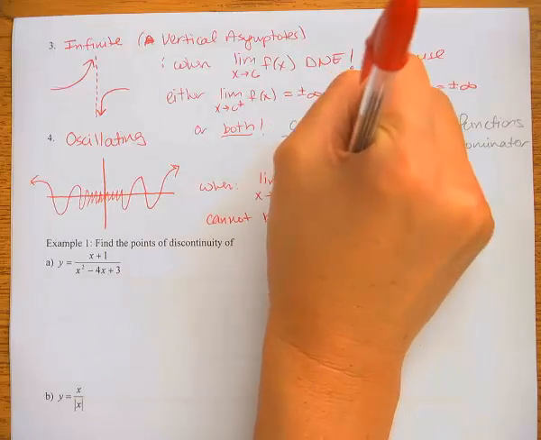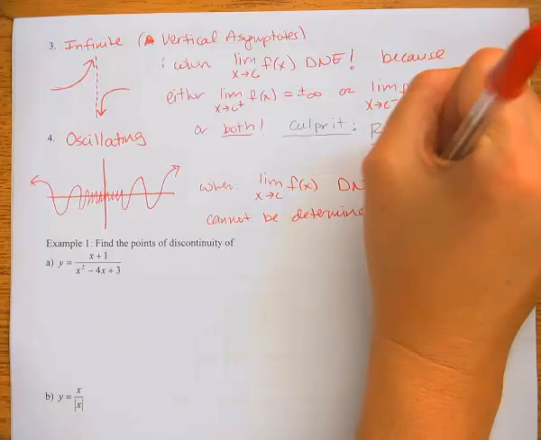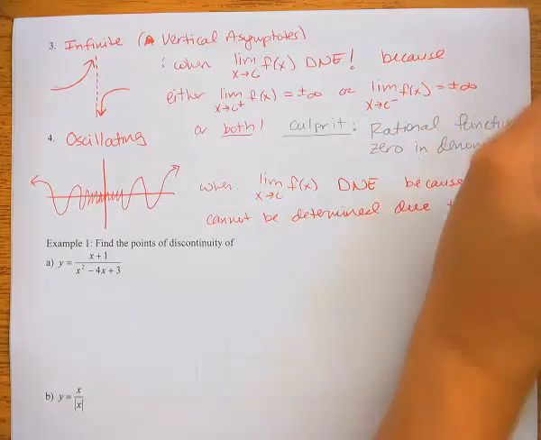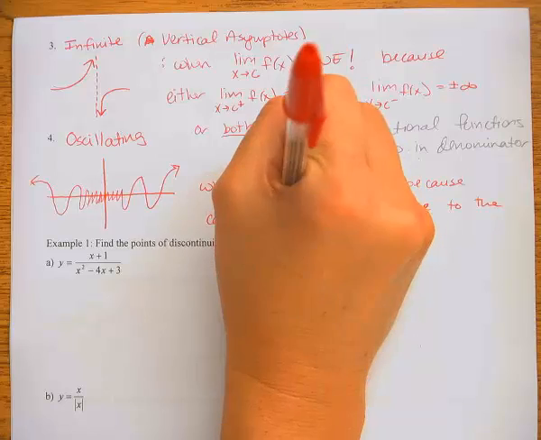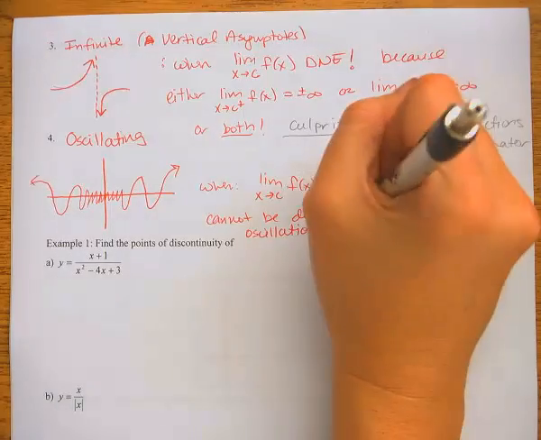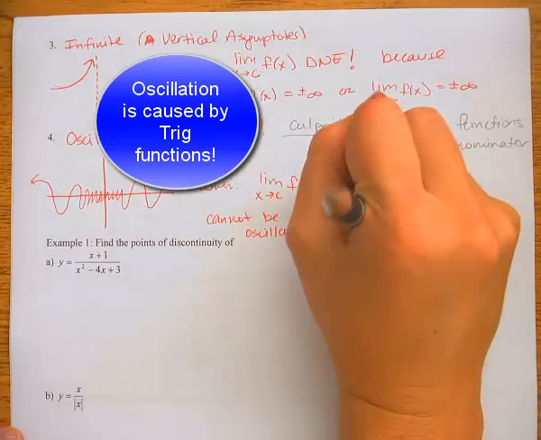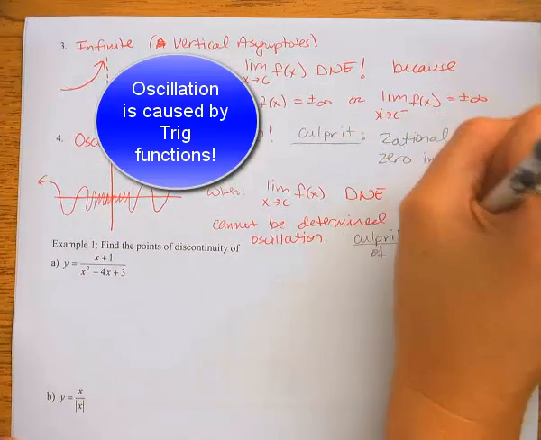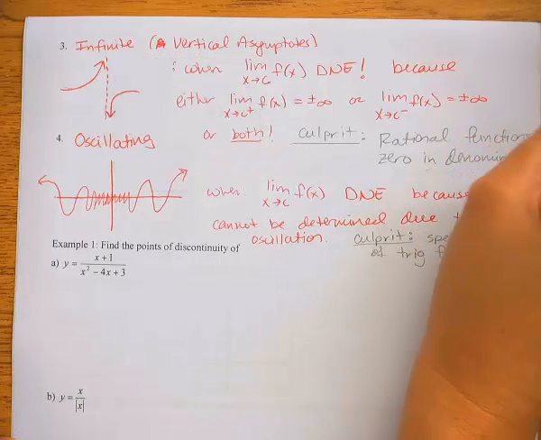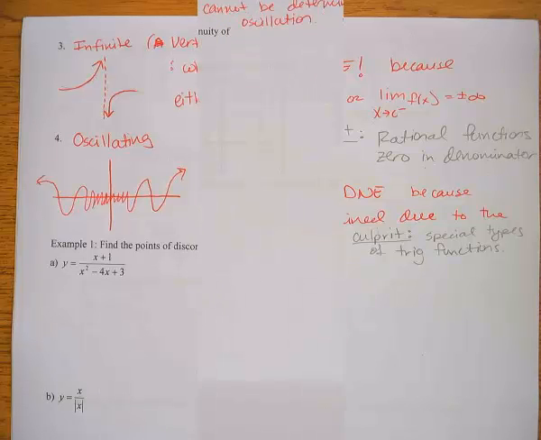due to too much oscillation. So every now and then that'll happen, and the ones that are mostly affected by this would be types of trig functions. These are the kinds of functions that are periodic and that oscillate. So now you know your 4 types of discontinuity. Now we'll continue with example 1.